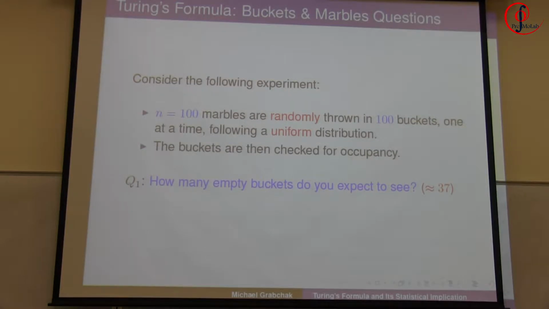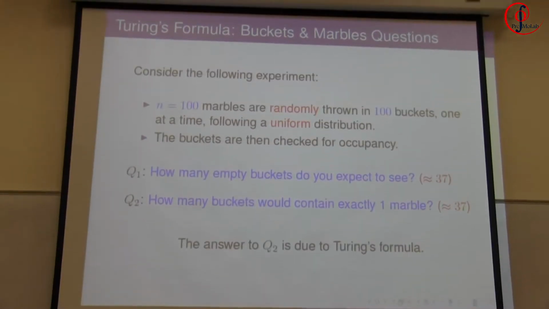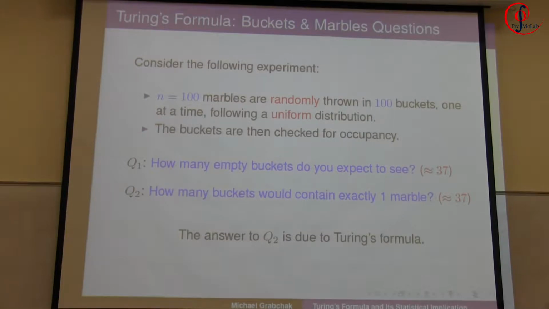Now, how many buckets do we expect to see with exactly one marble? It turns out if we do the computation, it's also approximately 37. And this result is basically due to Turing's formula that relates the number of buckets which we could say we haven't observed, we have no marbles in, with how many have exactly one.